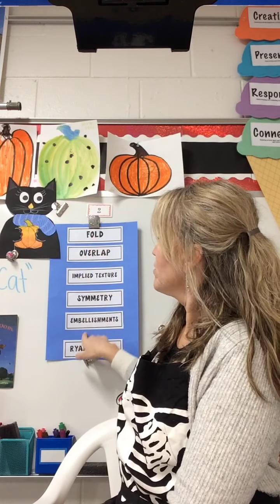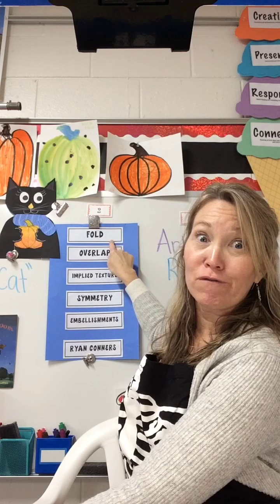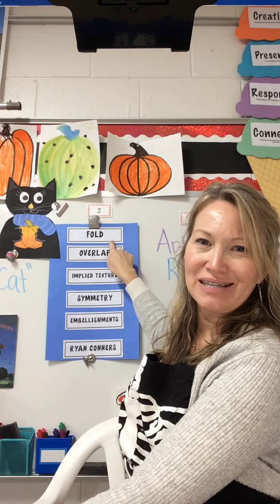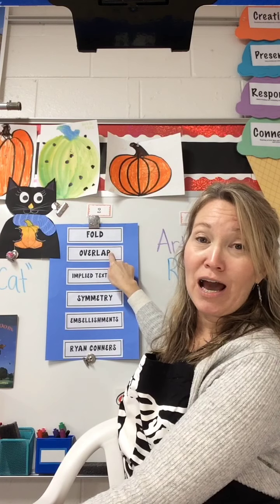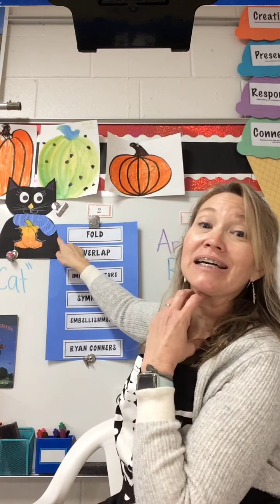Now, the vocab words for this project are fold. That'll be one of the first things that we do. Overlap. If you look, the scarf overlaps Cozy Cat's body, the neck, and Cozy Cat's paws overlap the pumpkin, or possibly jack-o'-lantern.